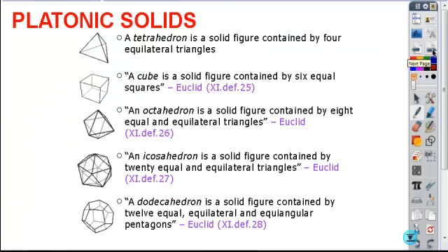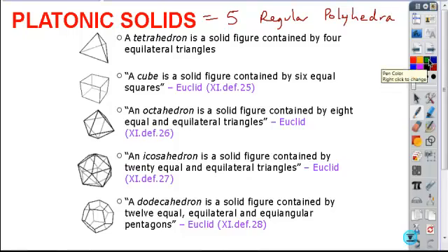Right, in extending these polyhedra, there's a specific set of them that are called the Platonic solids. There are 5 of those. They're also referred to as regular polyhedra. So these are the 5 solids that are formed that have regular polygons as their surfaces.